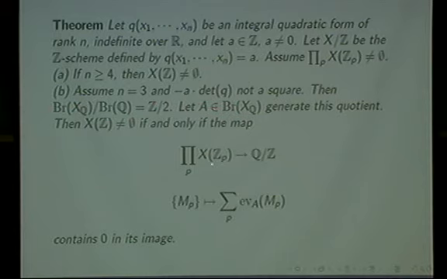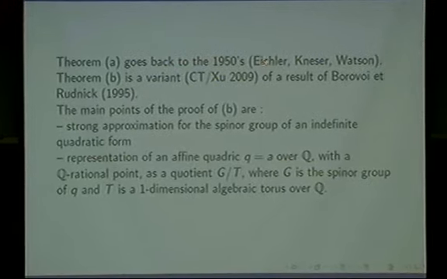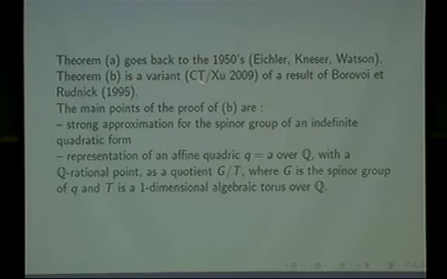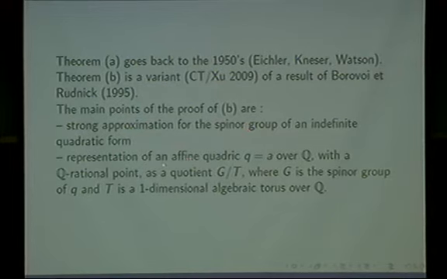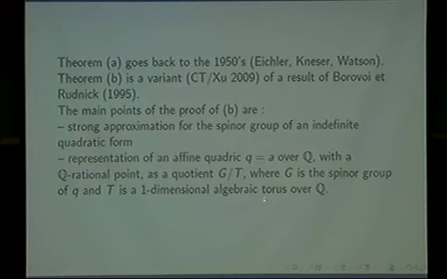You take a generator, and you just look at this map into Q mod Z, similar to the example we saw at the beginning. And you find that this set is non-empty if and only if 0 is in the image of this map. And what is amusing is that A goes back to Eichler, Kneser, and Watson, and B is a variant of Borovoi and Rudnick. And the main points are something called strong approximation for a spinor group, and the fact that a quadric like this can be viewed as a homogeneous space of a certain algebraic group over Q.